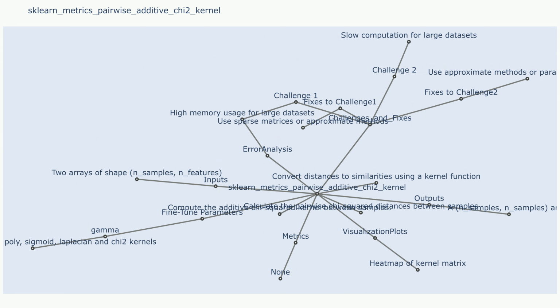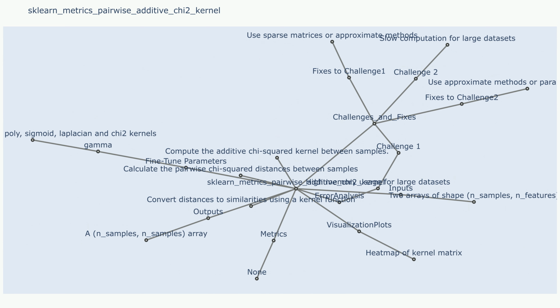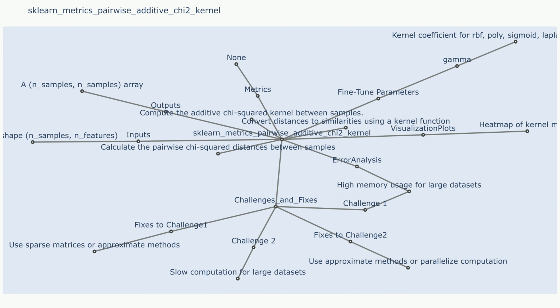Pre-process the data by removing features with very low frequencies. Challenge 2: high dimensionality. In high-dimensional spaces, the additive chi-squared kernel can become computationally expensive, as the number of pairwise comparisons grows quadratically with the number of samples. Sample use case: image classification with high-resolution images, where each pixel represents a feature.